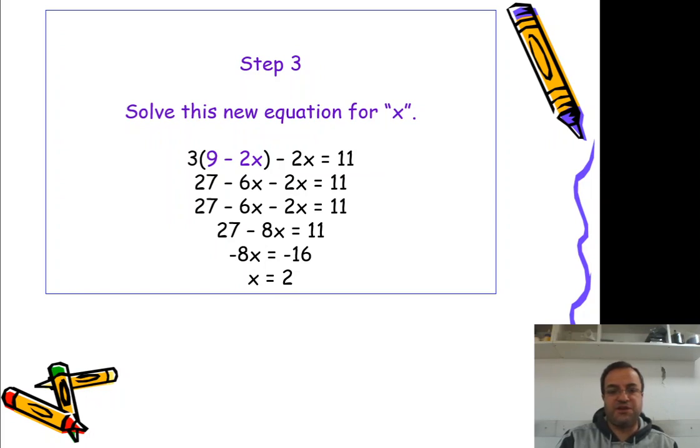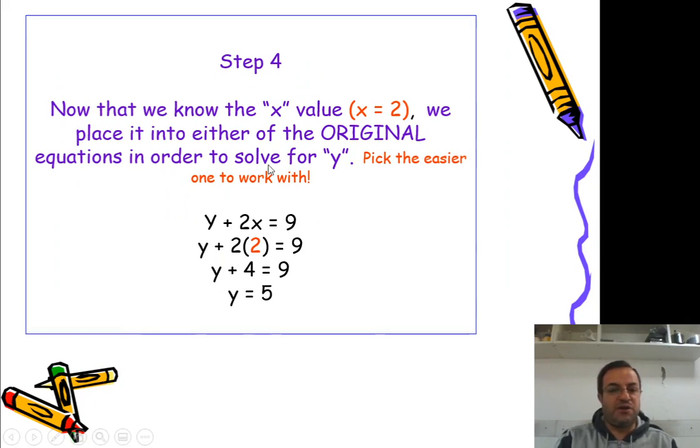We didn't finish. We go to step 4, where we are going to take the value of x, which is 2, and substitute it in the first equation that we got, which is y plus 2x equals 9, or we can substitute it in y equals 9 minus 2x directly, and we get the value. Now that we know the x value, x equals 2, we place it into either of the original equations to solve for y. Pick the easier one to work with.